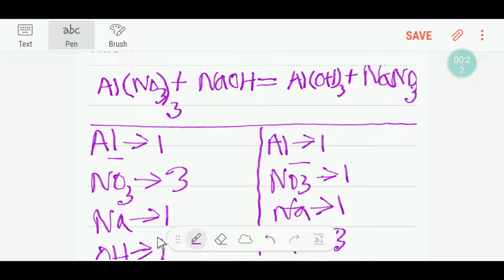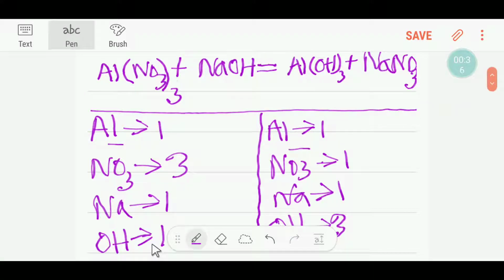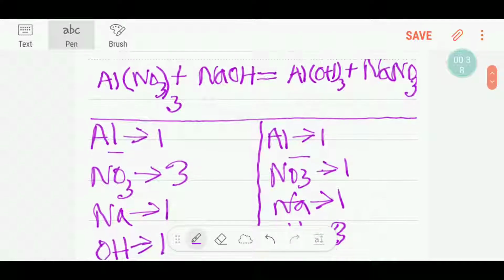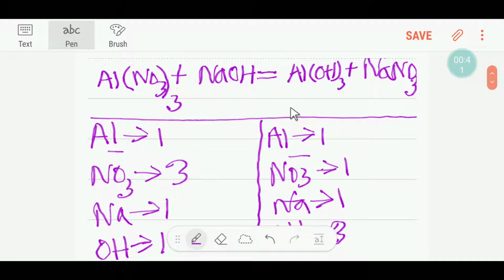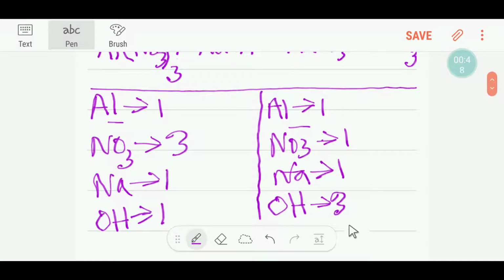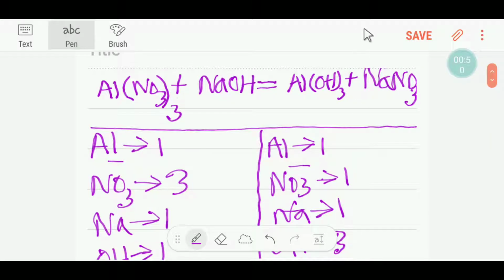This is nitrate. So on the left hand side, we have one aluminium, we have three nitrate radical, and we have one sodium, and we have one hydroxide group, right? Okay, and same things I will do on the right hand side. So we have one aluminium, we have three hydroxide, right? Here we have three hydroxide, we have one sodium, we have one nitrate, right?